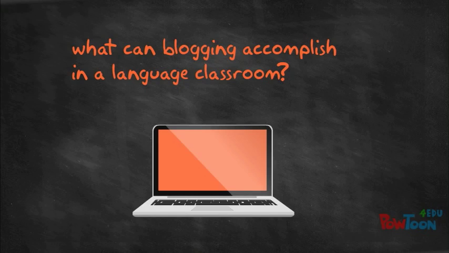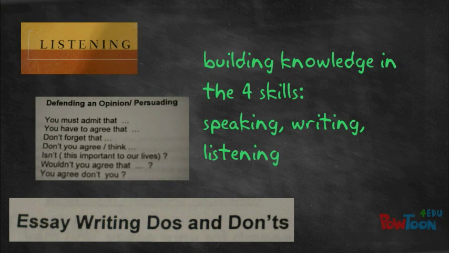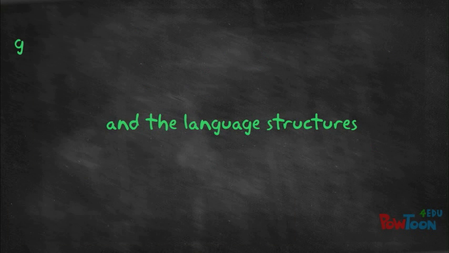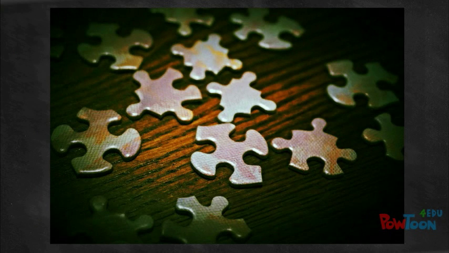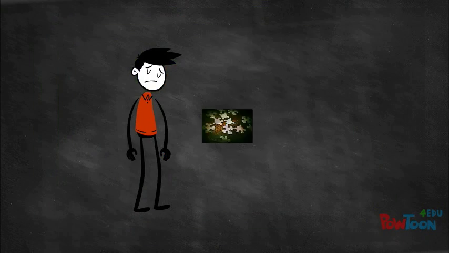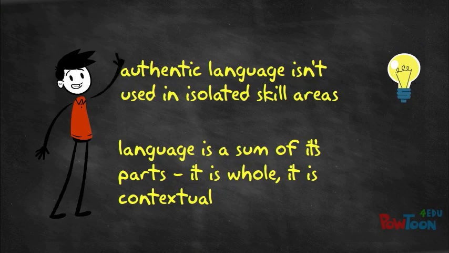What can blogging accomplish in a language classroom? English language teachers typically divide curriculum into 4 skill areas: speaking, writing, listening, and reading. And then there are the language structures within which these skills operate. Many teachers are still isolating the skill and language areas where skills are assessed individually by pen and paper tasks. But wait a minute, language isn't used in isolated skill areas, it's contextual.